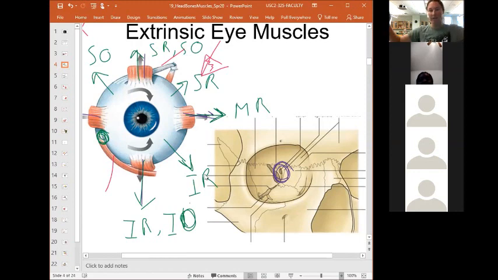Exactly. Just like with your arms, right? If you want to flex at the elbow, you use your biceps brachii. If you want to extend, you use your triceps brachii. The same thing with your eyes. If you want to look to the left, your right eye is using its medial rectus to look to the left, right? If you look to the right, your right eye is using the lateral rectus.